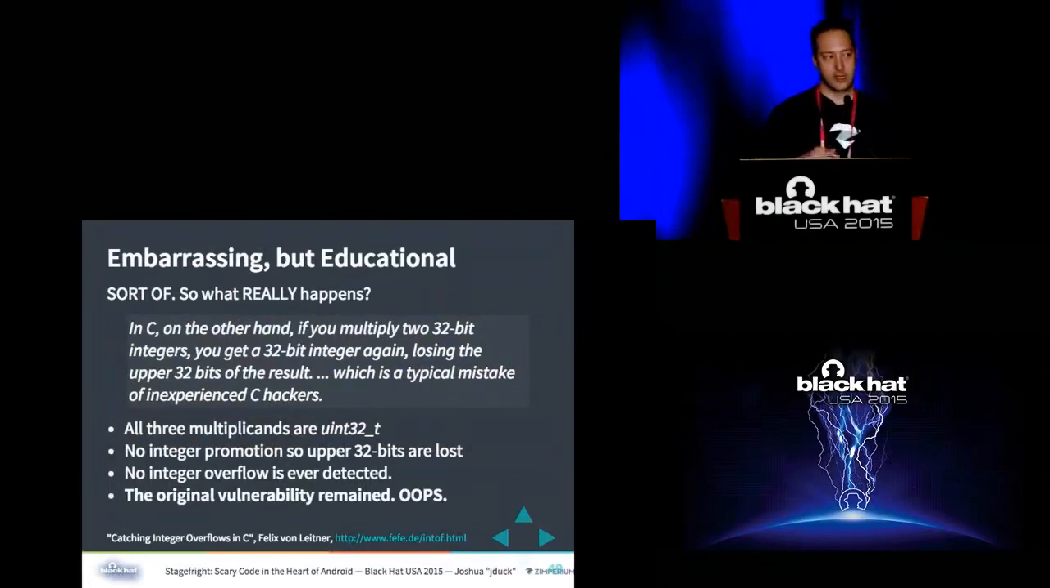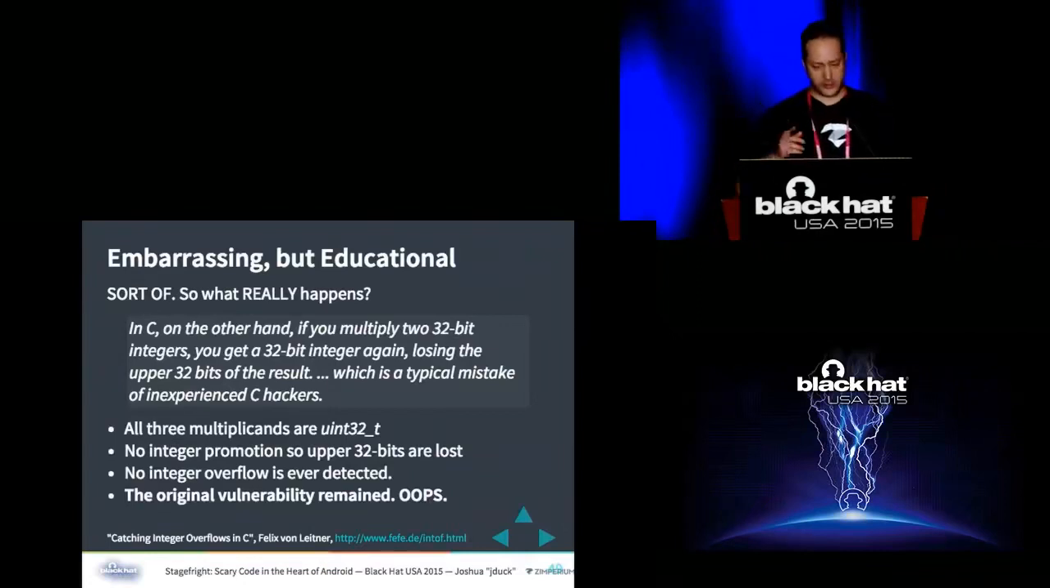So it sort of is a fix, but it's not a fix. And here's why. In C, if you multiply two 32-bit numbers together, you get a 32-bit result, even if it's assigned to a 64-bit number. The compiler doesn't go, you're assigning to 64 bits, so that must mean you want a 64-bit result. It's not that smart. So the original vulnerability remained exactly how it was. And like I said, I thought it was fixed.